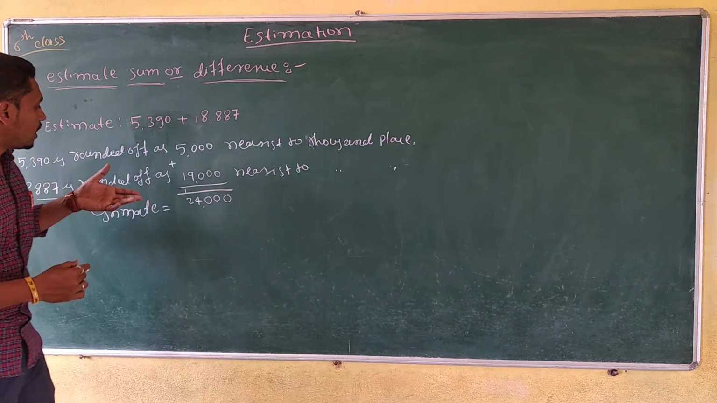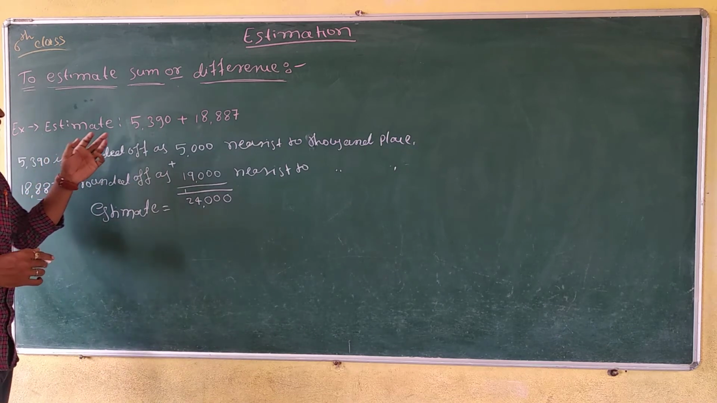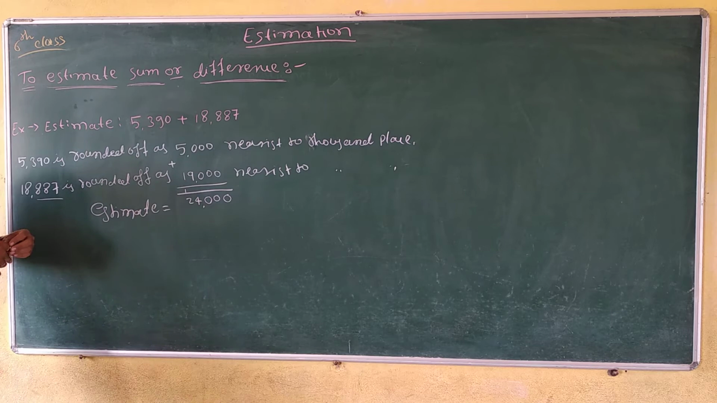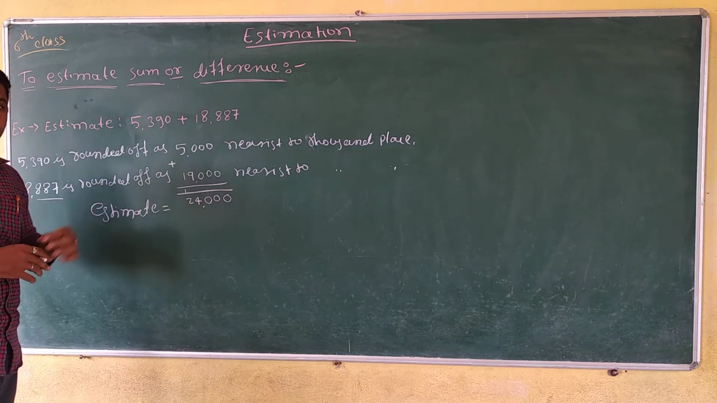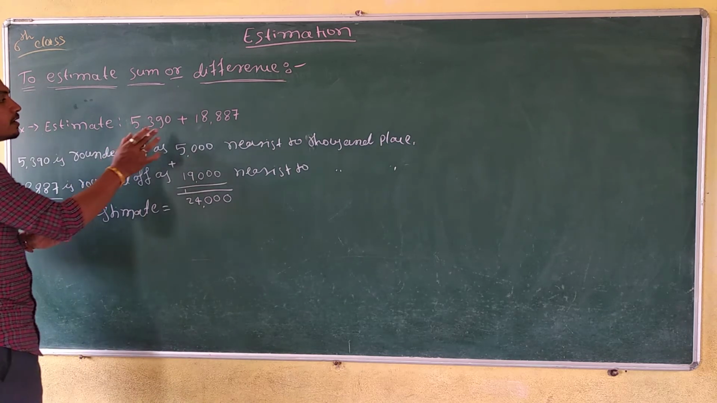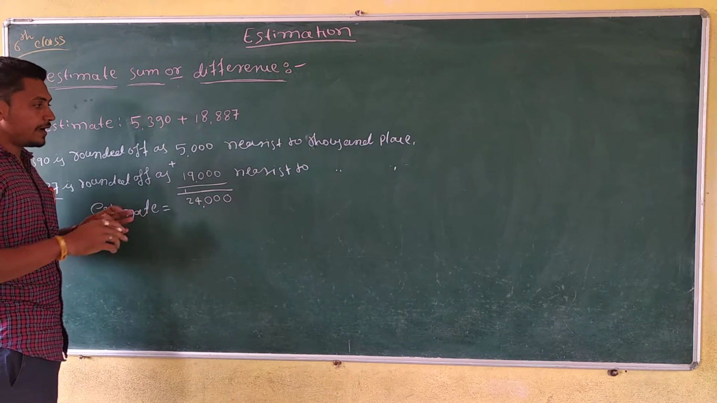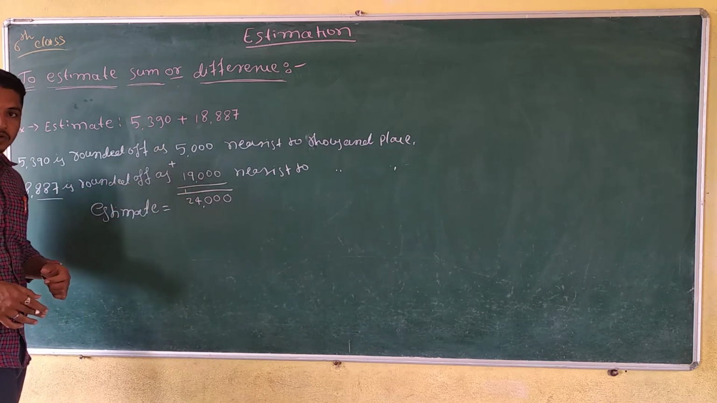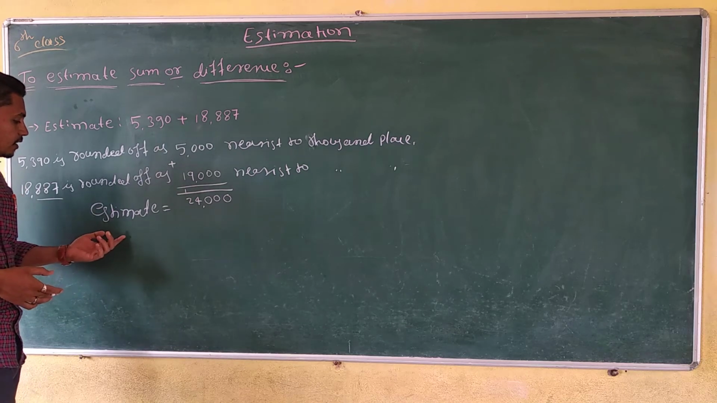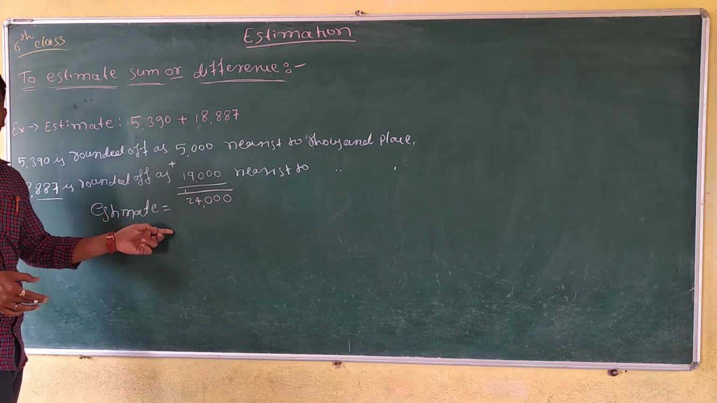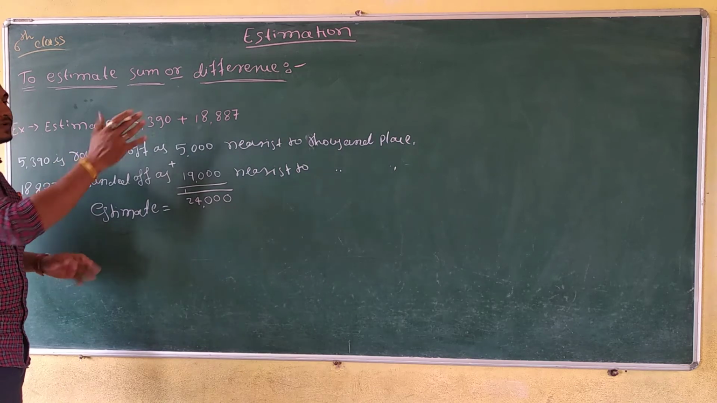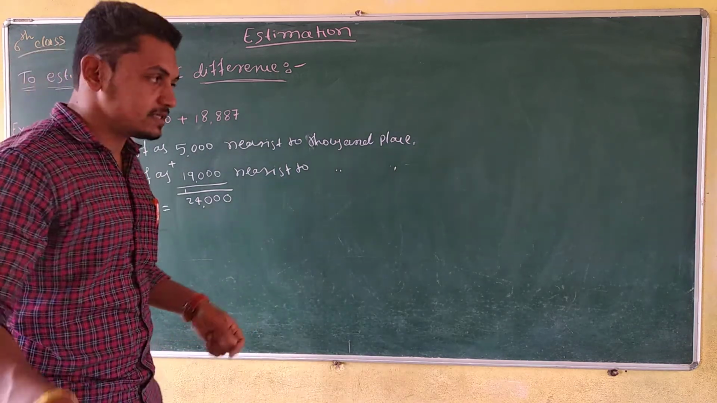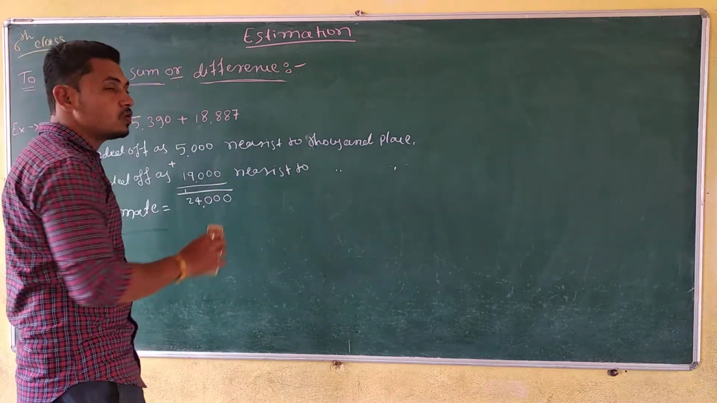So understood how it is? To find the estimated sum, first we have to round off these numbers according to their places, and after that we have to add these rounded-up numbers. Now we get our estimated sum or difference automatically. Is it right? So now we have to take another example, related to difference.